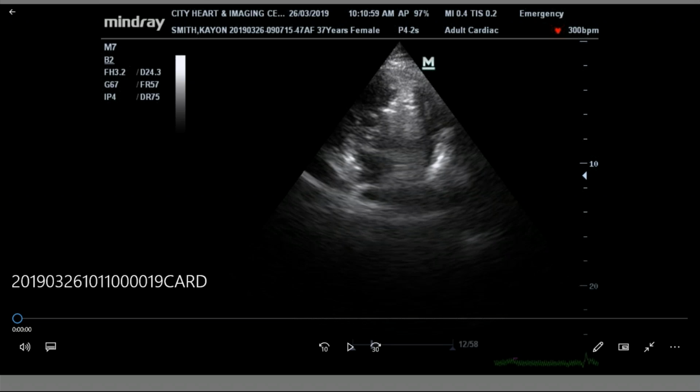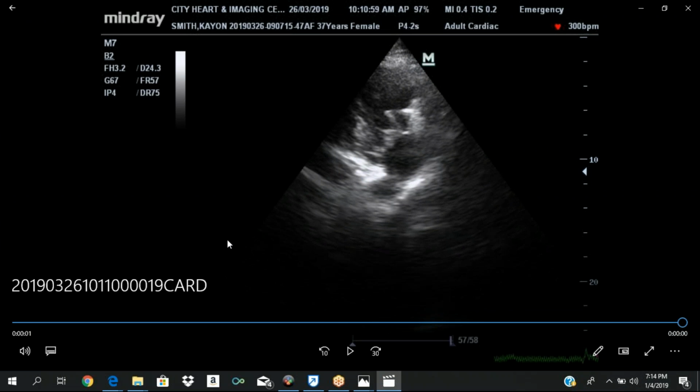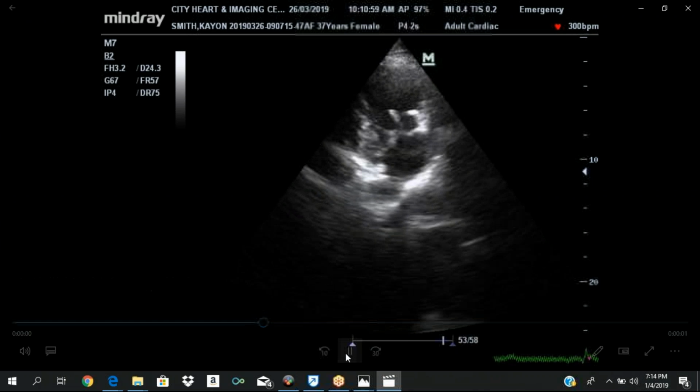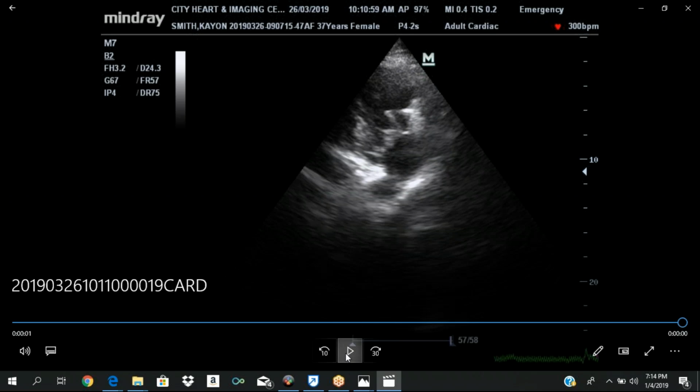So this is your RV inflow view. To get the RV inflow view, you just position the head of the transducer towards the patient's left axilla, that is towards the armpit, and you'll get your RV inflow view. With the RV inflow view, the top is the right ventricle. This is the right atrium. Your tricuspid valve is right there, the posterior leaflet and the anterior leaflet.